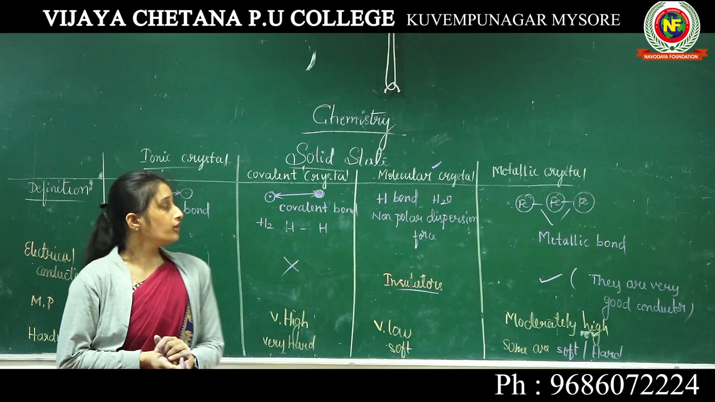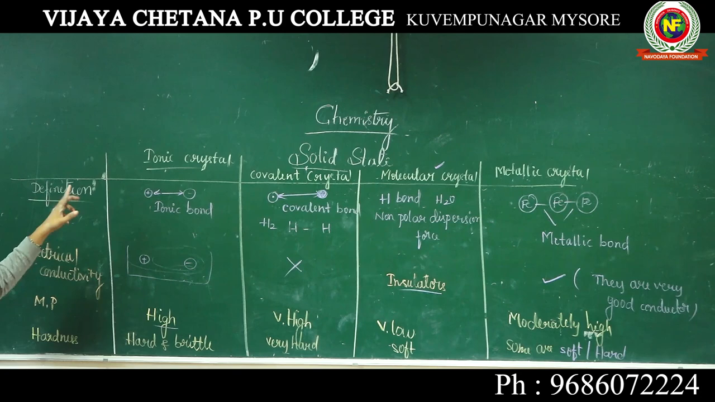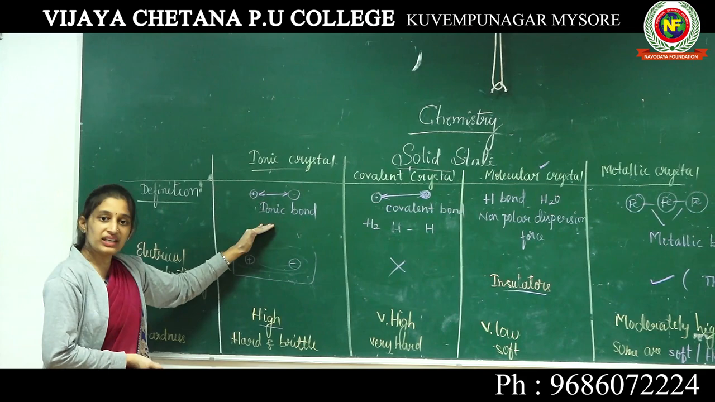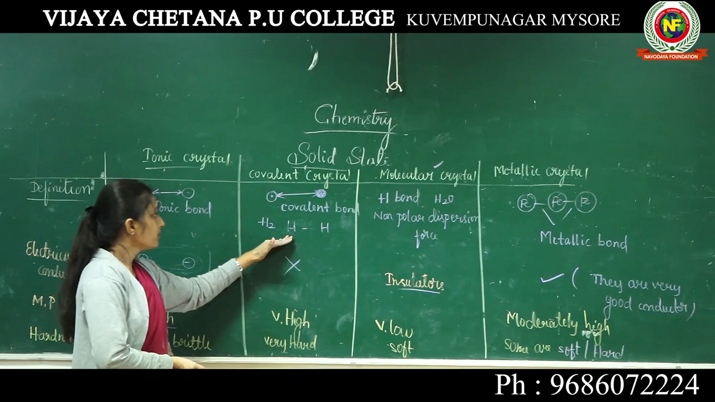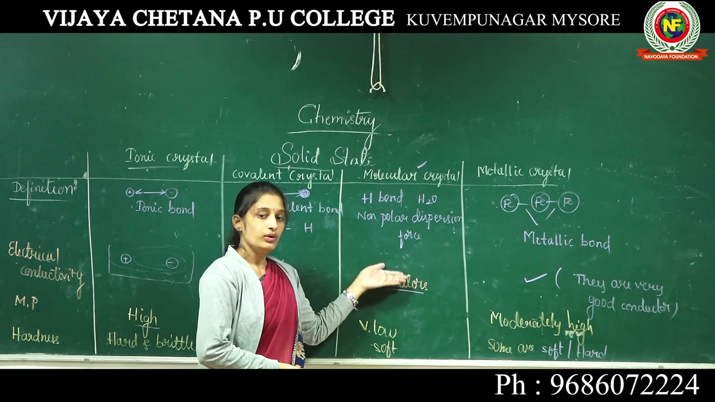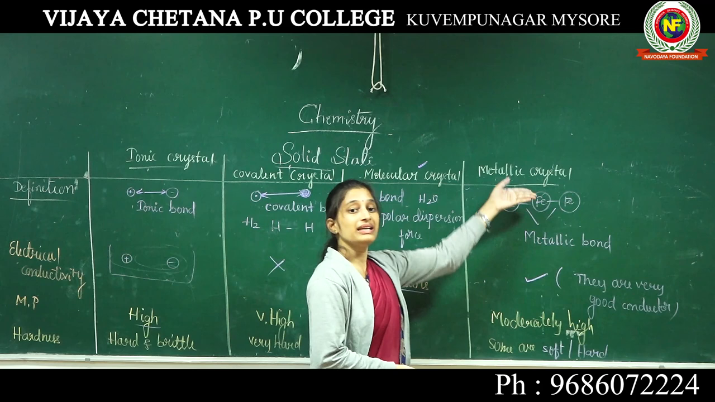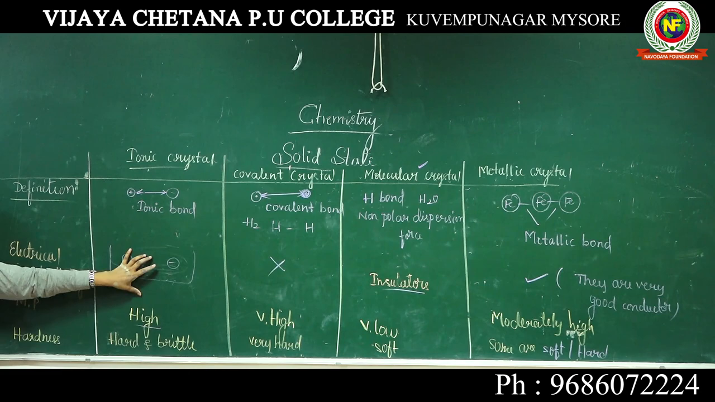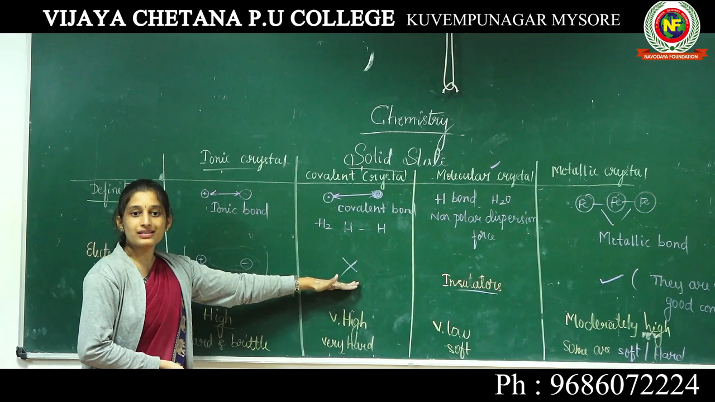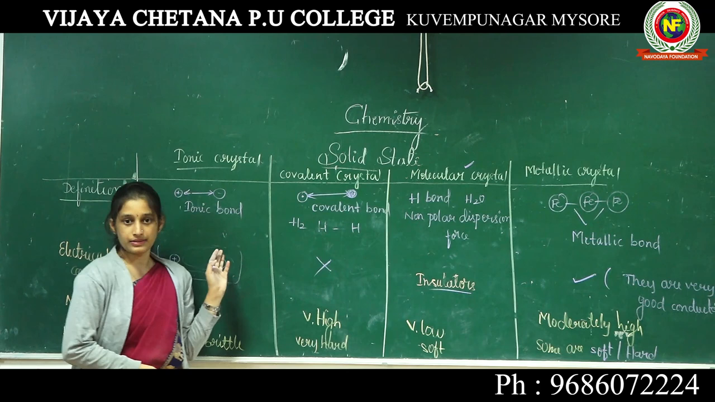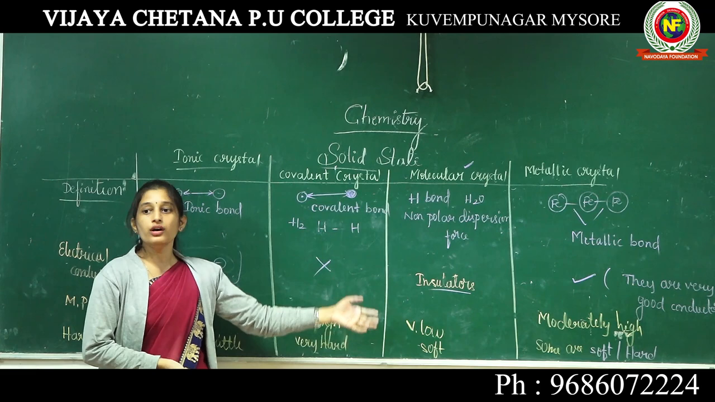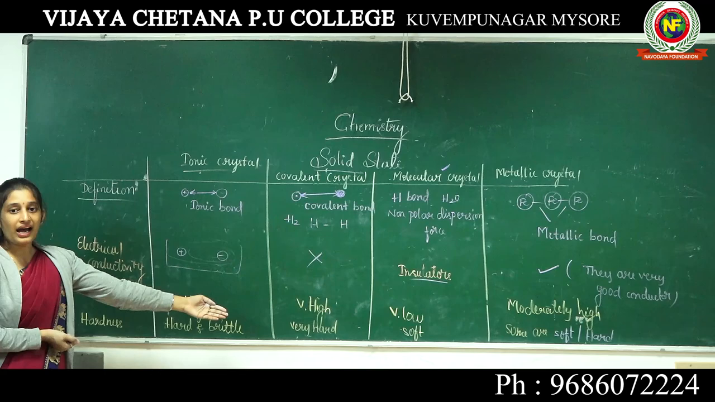These are all the four types of crystals in solids: ionic, covalent, molecular, metallic. Ionic means between any two charged atoms, an ionic bond. Covalent has a covalent bond. Molecular crystal has two types: hydrogen bonding and non-polar dispersion force. Metallic has a metallic bond. Electrical conductivity: ionic conducts in the molten state but never in the solid state. Covalent and molecular act as insulators, but metallic crystals are very good conductors. Melting point: ionic is high, covalent very high, molecular very low, metallic moderately high. Ionic is hard and brittle, covalent very hard, molecular soft. Metals are some hard, some soft.